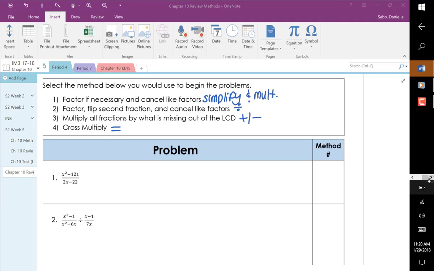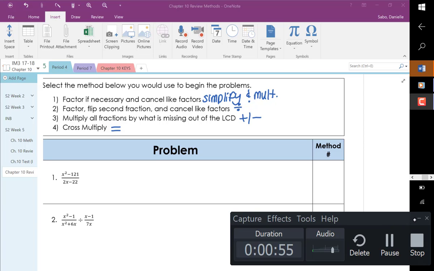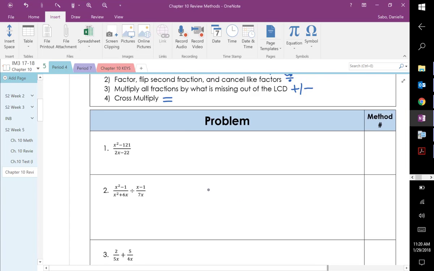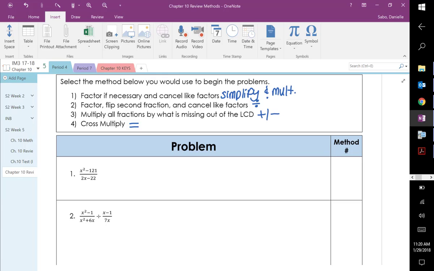Questions on that part? Make sure this is going. All right, so let's talk about the first one. I have no operations going on. I'm just simplifying. So what method should I use? Yeah, just simplifying. So number 1. Again, I know this is really weird, and you're like, I'm not going to memorize the methods. That's fine. But when you're studying at home, you can at least see what we did and what the steps were. So we're going to do factor if necessary and cancel like factors.